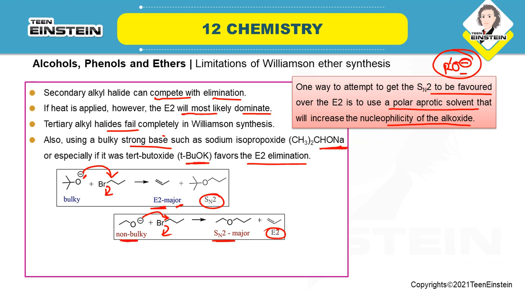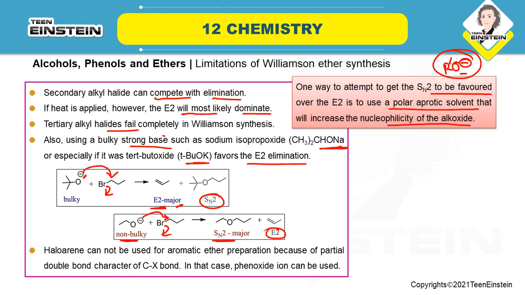But when you are using an aprotic solvent, this type of solvation effect is not possible. So R prime O minus, that is the alkoxide, will be comparatively in a free condition. And when it is in a free condition, obviously its nucleophilic character will be high. So that is why by using a polar aprotic solvent, you can make this reaction favored for SN2. Okay.